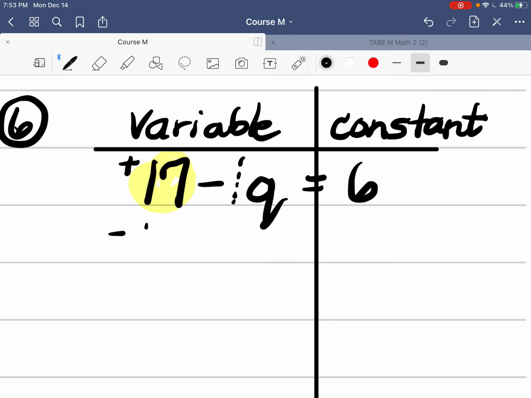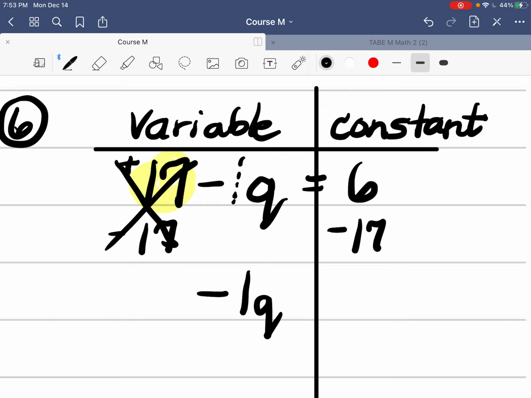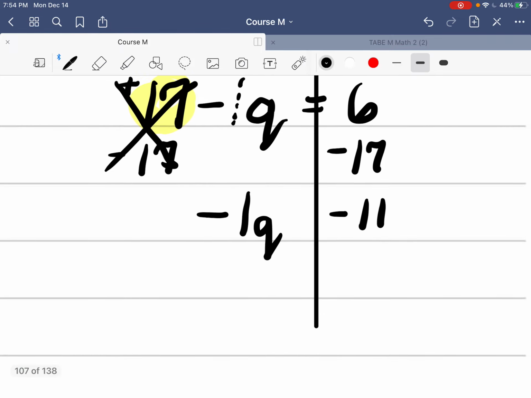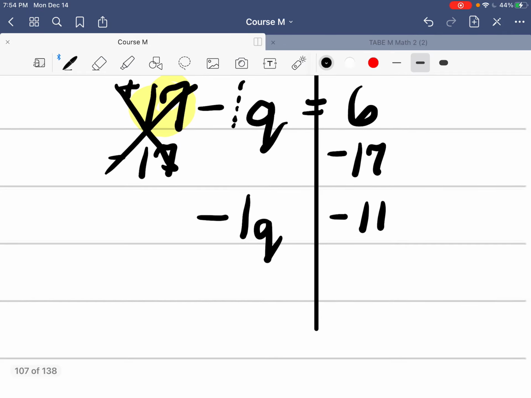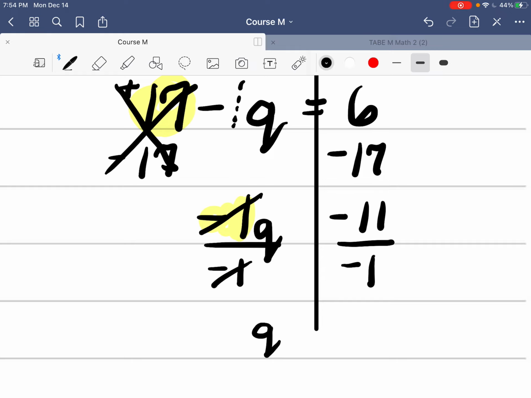Remember, it's positive 17, so I will subtract 17 and cancel. So I'm left with minus 1q, and 6 take away 17. You can put that in your calculator if you need to, but that is a negative 11. Then we're going to divide out that coefficient of negative 1. You want to take the negative with it. Cancel, and q becomes 11.